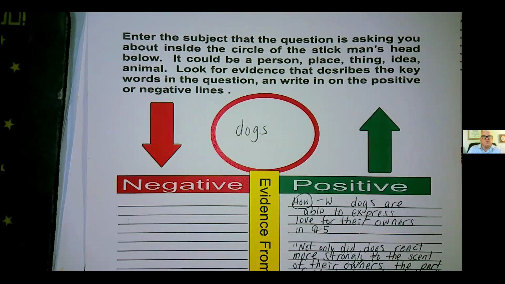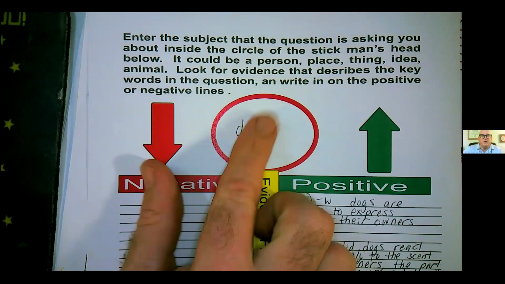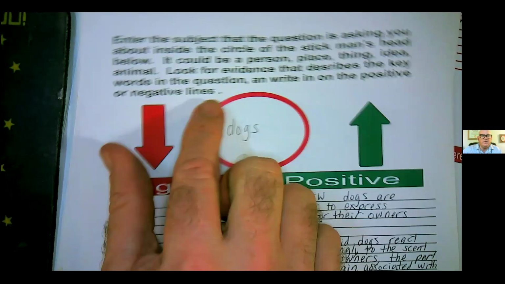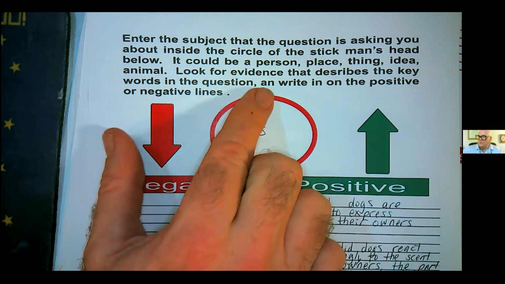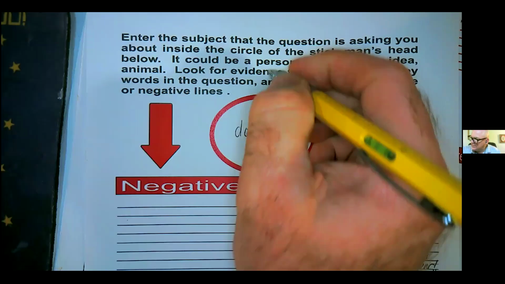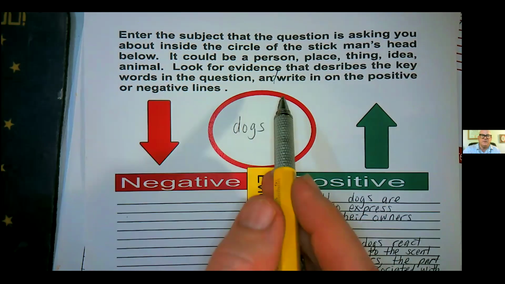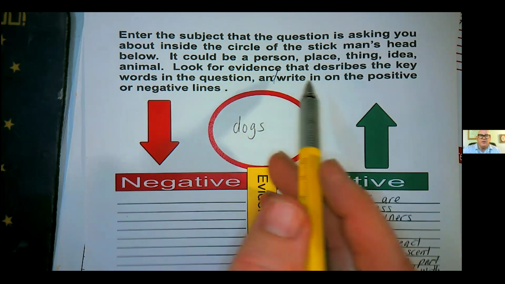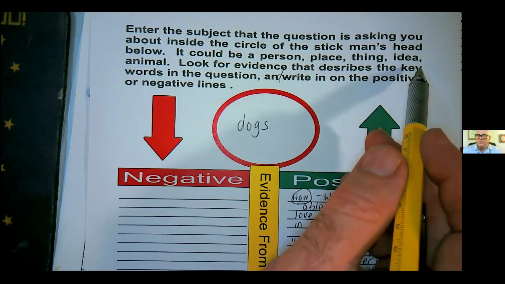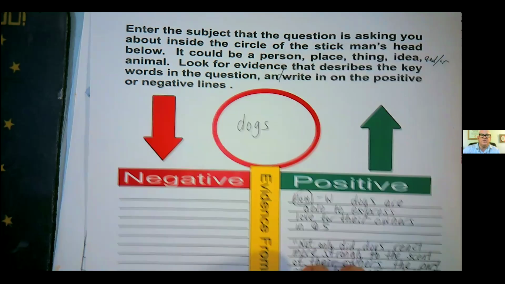Enter the subject the question is asking you about inside the circle of the stick man's head below. It could be a person, a place, a thing, an idea, an animal. Look for evidence that describes the keywords in the question, and I'll fix that for you guys. Sorry about that. And write it on the positive or negative lines. I haven't sent this to you guys yet, so when you see it in your PDF file, those of you who signed up, you'll see that correctly. And a lot of you don't like me to make a list without putting an and or an or, so I'll do that too.